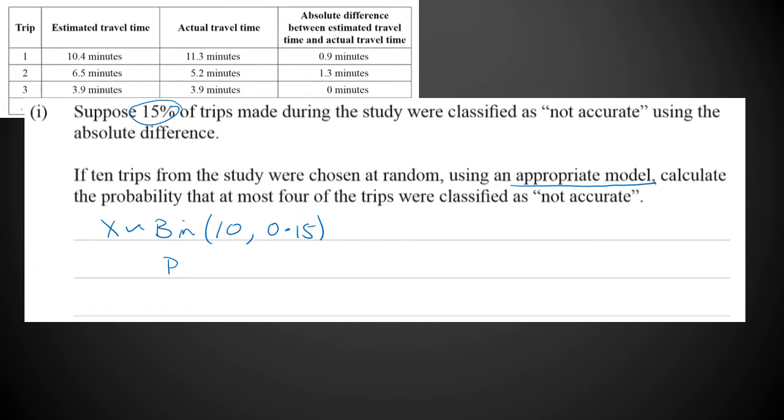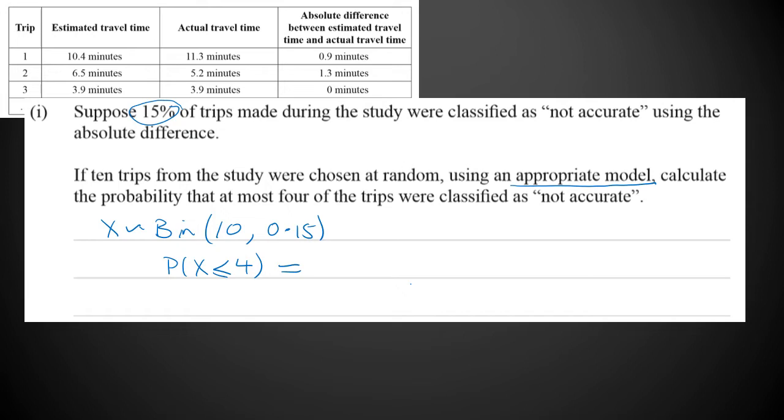We want to work out what's the probability that X is at most 4. So that means less than or equal to 4. So we can have 1, 2, 3, or 4 of those trips classified as not accurate. And you could go straight ahead and plug that into your graphics calculator.